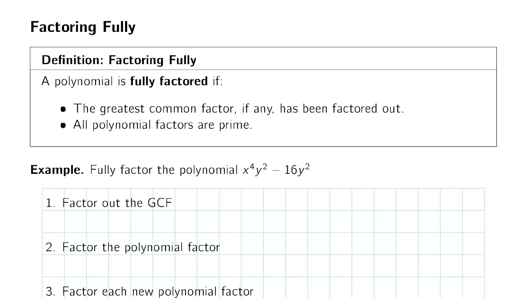So, as an example, let's fully factor the polynomial x to the fourth times y squared minus 16 times y squared. Looking at this polynomial, the first thing we notice is that the greatest common factor of our two terms is y squared. So we'll factor out a y squared, and then what remains of the first term is x to the fourth. What remains of the second term is 16.